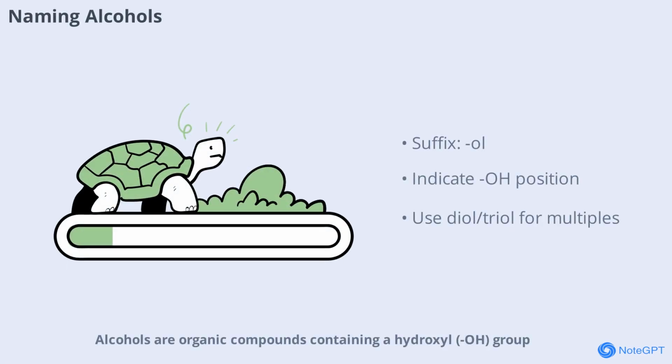Alcohols are organic compounds containing a hydroxyl OH group. In IUPAC nomenclature, the suffix -ol is added to the parent chain and the position of the hydroxyl group is indicated by a number. For example, butan-2-ol has the OH group on the second carbon. If multiple hydroxyl groups are present, suffixes like diol or triol are used.